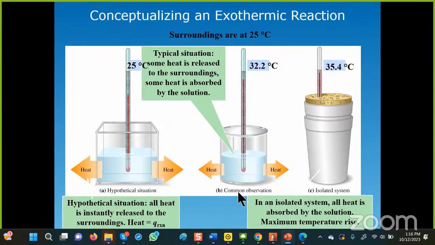Okay, so that's what happens when you compare the temperature change that will occur in an exothermic reaction in these three systems. And as I said before, if you understand this, then you should be able to predict what will happen in the case of an endothermic reaction in each of these cases. I'm going to leave that for you guys to figure out. But if you have any questions, of course, please feel free to ask me.